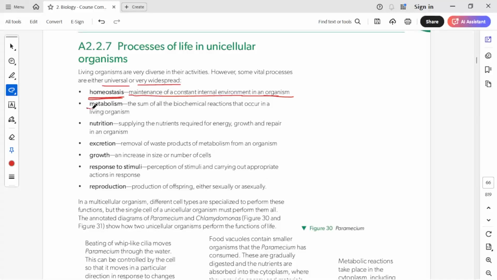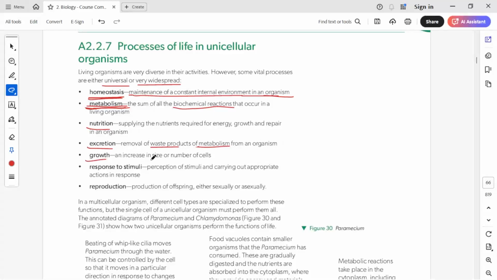The next activity is metabolism. It is the sum of all biochemical reactions that occur in a living organism. So all the catabolic reactions, that is the breakdown of certain molecules, or the production of new molecules, that is anabolism, both of them come under metabolic processes. Next is nutrition, supplying the nutrients required for energy, growth and repair in an organism. Next is excretion, where waste products are removed. Waste products are produced from metabolism in an organism, and those waste products are removed through excretion.